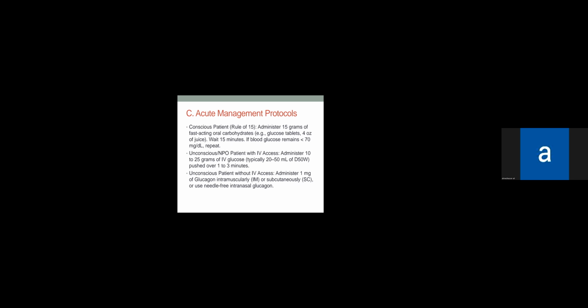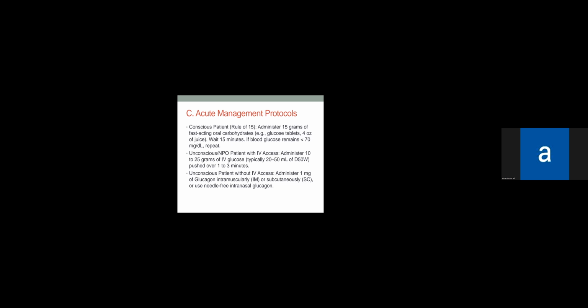We will rest and wait for 15 minutes. After 15 minutes, we will recheck. If glucose is still below 70 milligrams per deciliter, we'll repeat this step again. If glucose is normalized, we will provide a standard snack with complex carbohydrates and a protein source.